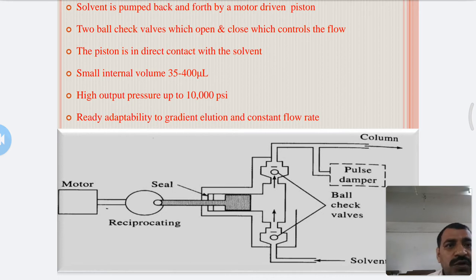Two ball check valves open and close to control the flow. The piston is in direct contact with the solvent. It has a small internal volume, about 35 to 400 microliters of internal mobile phase volume, and high output pressure up to 10,000 psi. So these are the advantages of this pump, along with ready adaptability to gradient elution and constant flow rate. Here we represent diagrammatically the motors and the reciprocating pump.